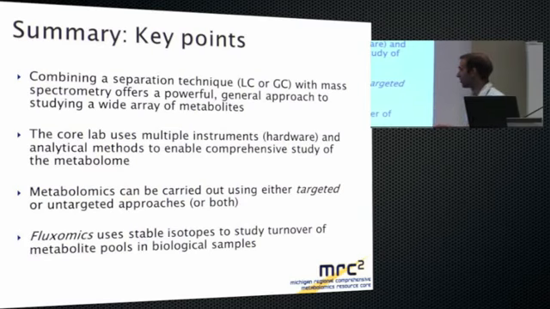It can be done using either targeted or untargeted approaches, or often untargeted will inform a targeted experiment or the other way around. And fluxomics is the process of using stable isotopes. I should point out, these are non-radioactive isotopes. A lot of times other biological experiments are being done with radioactive isotopes. This is the analog where we can get away with using non-radioactive isotopes. It opens up a lot of experiments that are not otherwise possible to study the rate of turnover of metabolite pools in biological samples. And that's all I've got.